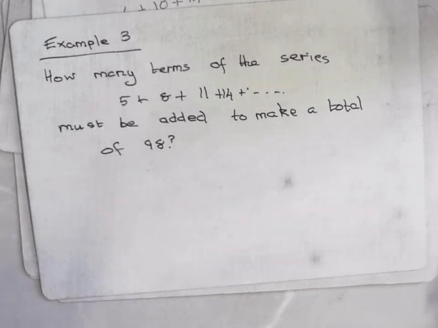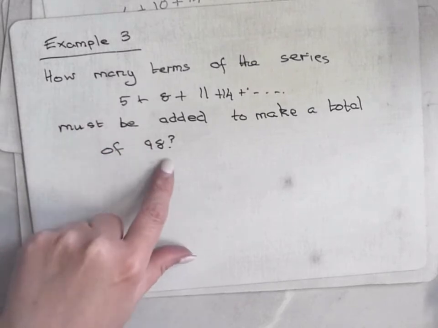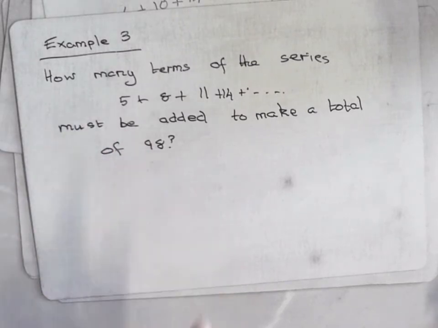And here I've done the opposite. I've added the terms and told you the answer, right? So in this example, it's like I added a certain number of terms and you have to find out how many terms I add, right? Whereas a minute ago I said add 12 terms and give me the answer.